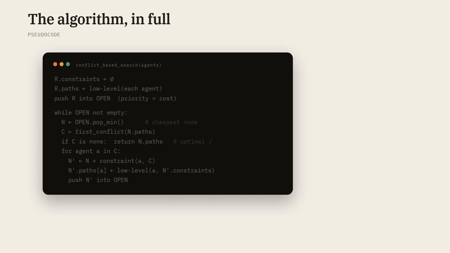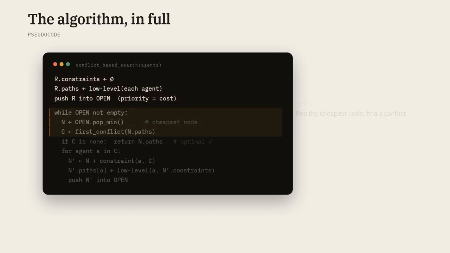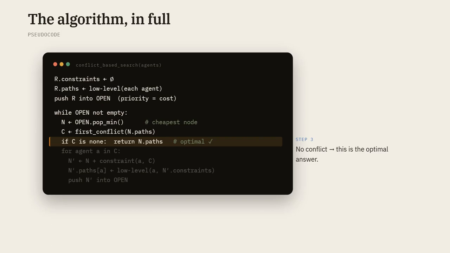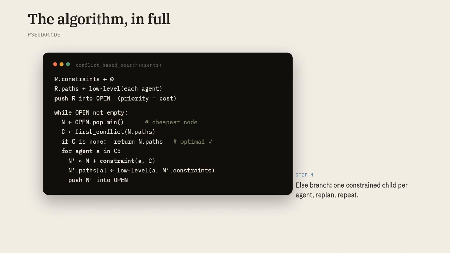Let's capture the whole procedure as pseudocode. Seed the root, plan every agent, and push it into a priority queue ordered by cost. Then loop, pop the cheapest node and validate its paths. If there's no conflict, return it. That's your optimal solution. Otherwise, branch into two constrained children, replan each with the low level, and push them back into the queue.